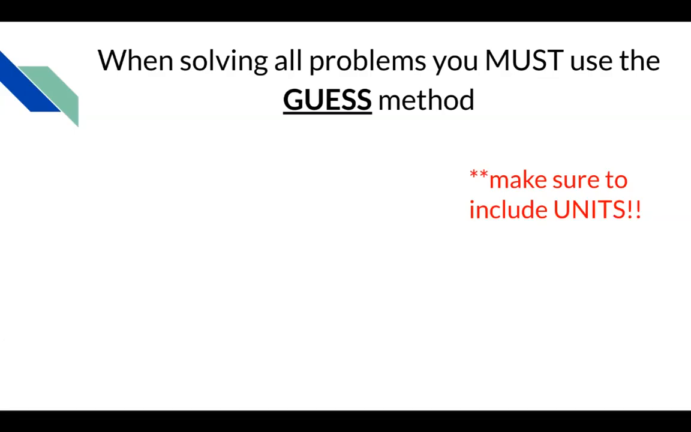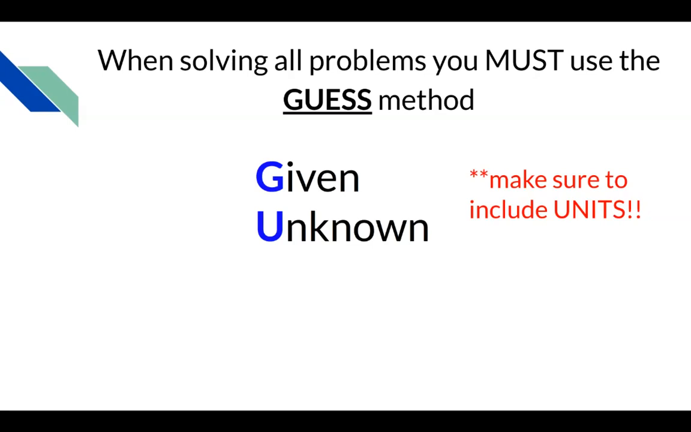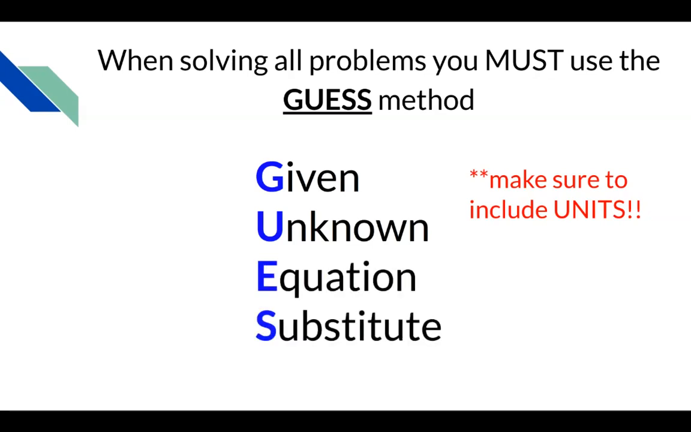So again, we're going to be doing some calculations in here, and I want you to follow the process of the GUESS method. G stands for given, U is unknown, E is the equation, the first S is to substitute, and the second S is to simplify or to solve. And I want to remind you to make sure you use your units.